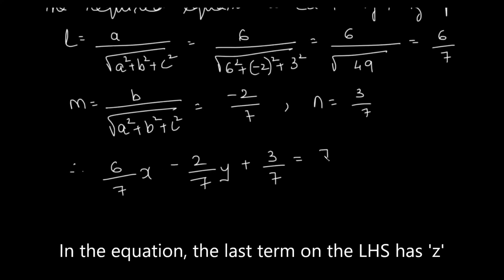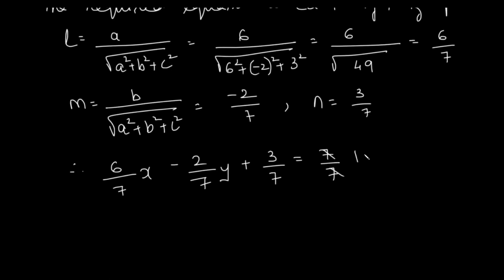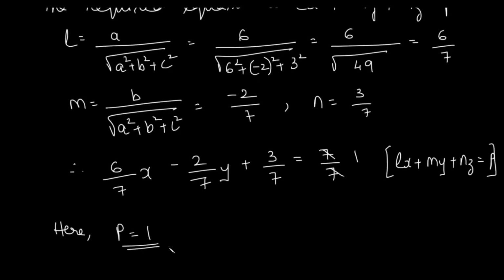Now that 7 becomes 7 upon 7, so this becomes 1. So thus we have the normal form of the equation of the plane. And comparing this normal form with lx plus my plus nz is equal to p, we have p, the perpendicular distance of the origin from the plane, as 1. So here p is equal to 1. We compare it to this form, that is lx plus my plus nz is equal to p, so thus we get p as 1 unit.